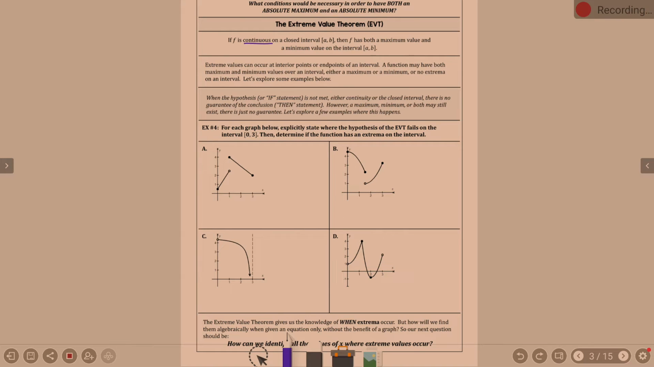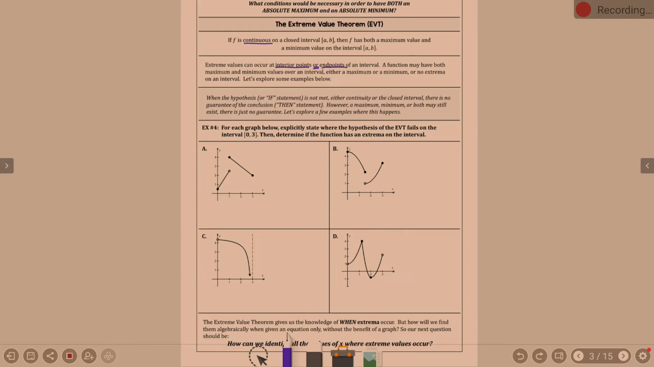Extreme values can occur at interior points or end points of an interval. And so this is where we're going to talk about, besides just testing, and this will make more sense later, besides just testing our interior points to find out their mins or maxes, we also have to include our endpoints. A function may have both maximum and minimum values over an interval, either a max or a minimum, or no extrema on an interval. And we're going to look at some of the examples here.